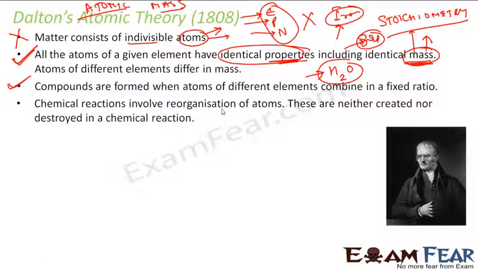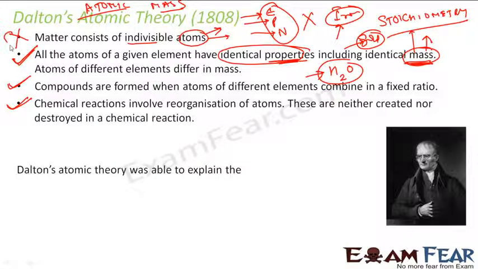Chemical reaction involves reorganization of atoms. These are neither created nor destroyed in a chemical reaction. This is also correct. In any chemical reaction, we see the atoms are reorganized, they're not created nor destroyed. So Dalton gave a theory in 1808, and out of 4 points, 3 were correct, right?